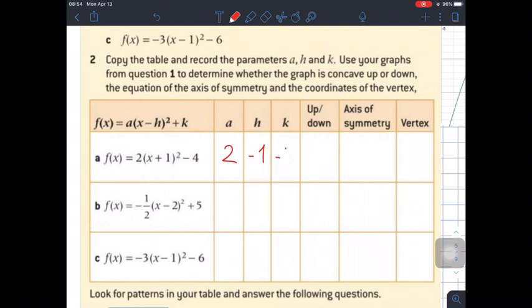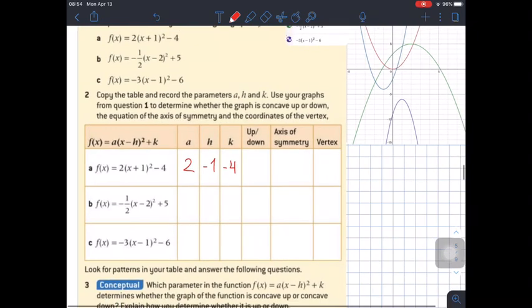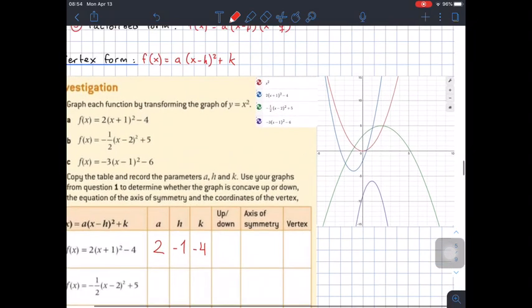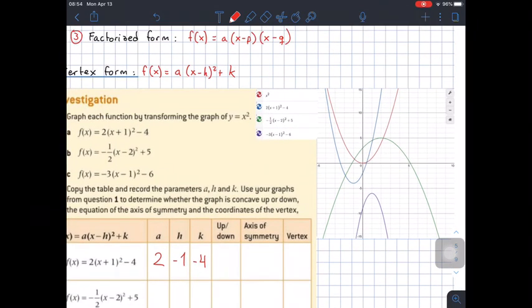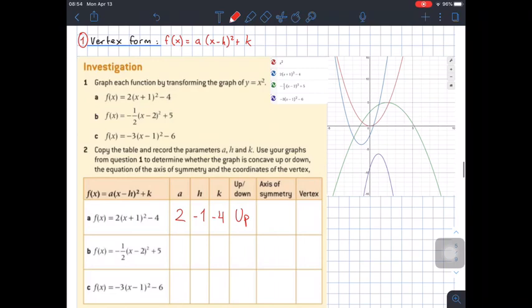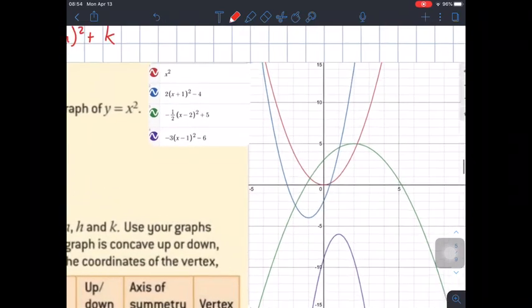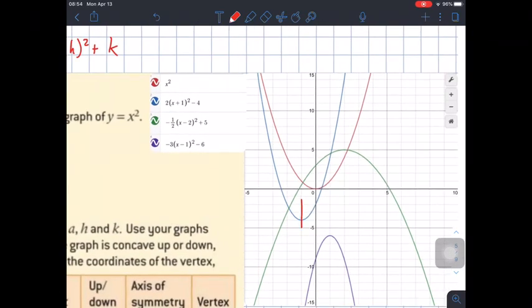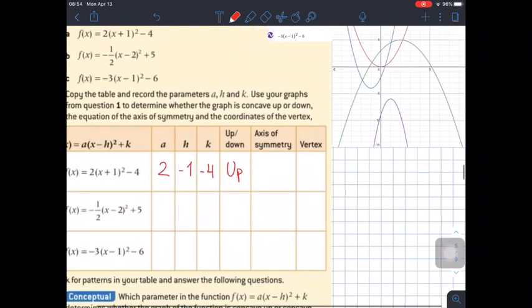Then, is this parabola, the first one, which in our case is the blue one, opening upward or downward? It opens up, right? It's a happy face. Finally, what is the axis of symmetry? If we look at this graph, we see that the axis of symmetry is the equation x equals -1. So we're going to write here x equals -1.